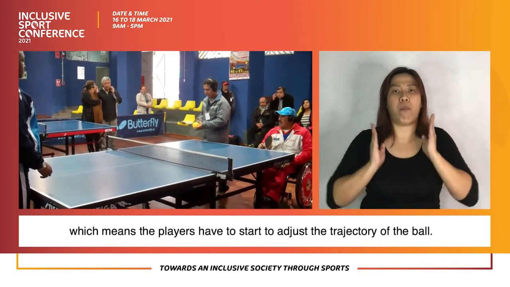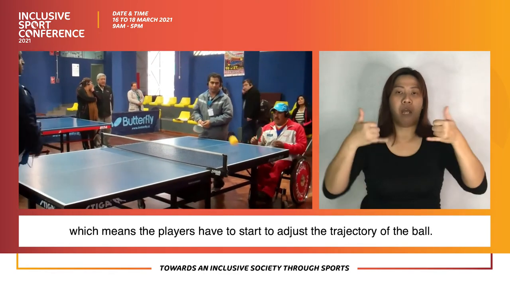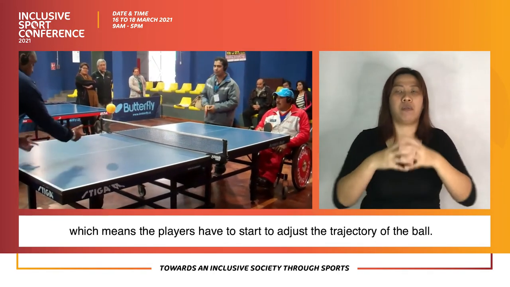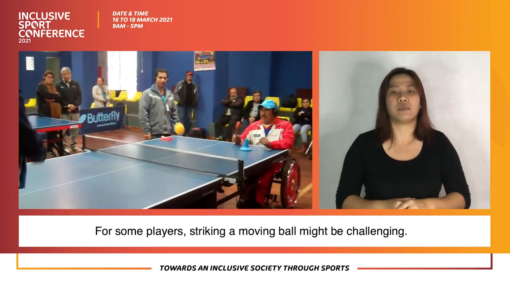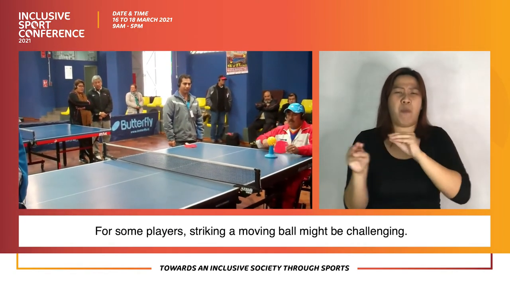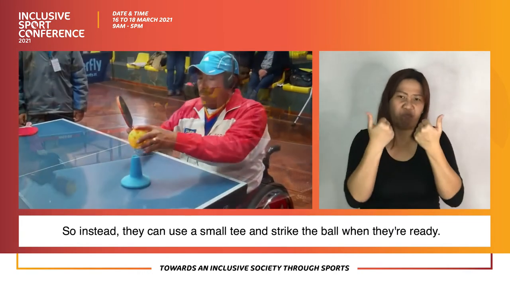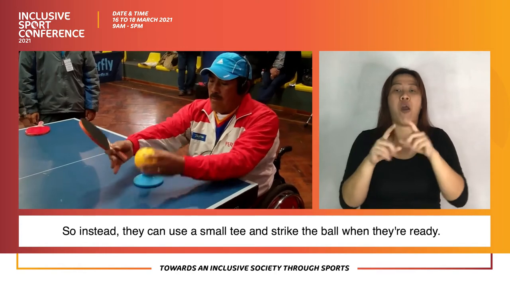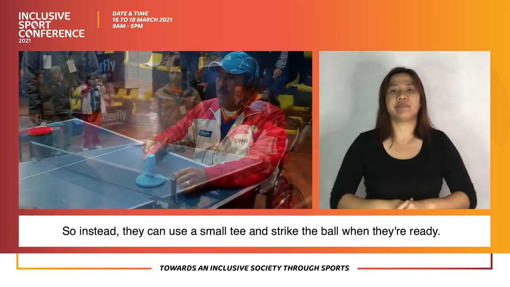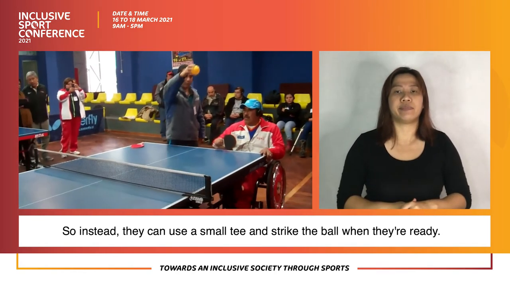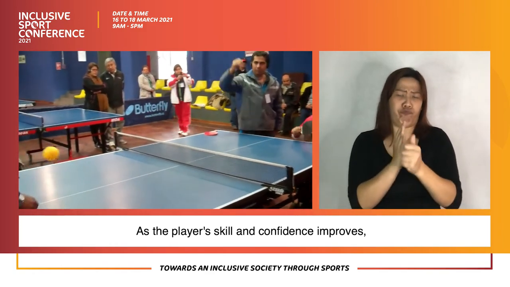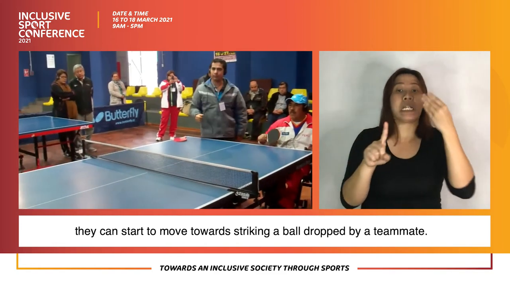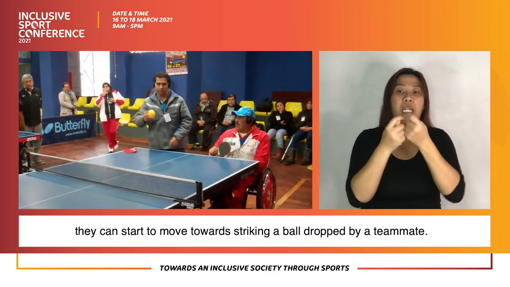Introduce a barrier, which means the players have to start to adjust the trajectory of the ball. For some players, striking a moving ball might be challenging. So instead they can use a small tee and strike the ball when they're ready. As the player's skill and confidence improves, they can start to move towards striking a ball dropped by a teammate.